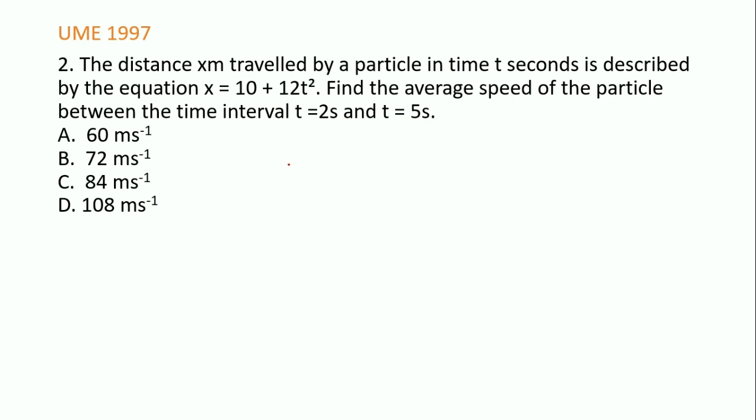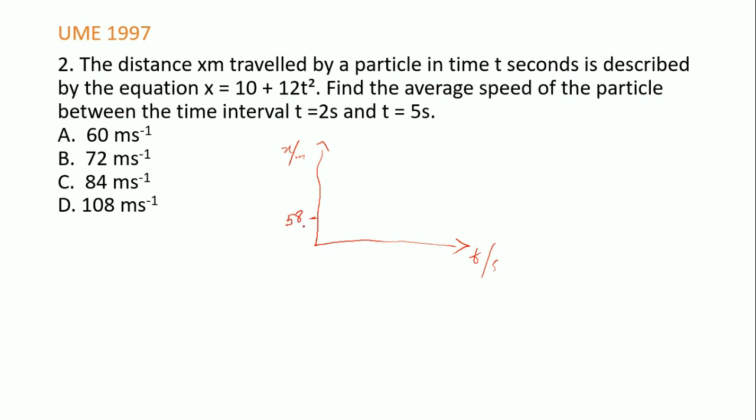If you think about this, we're looking for the average speed. And whenever we're looking for average speed, we usually deduce it from a distance time graph. So a distance in meters and time in seconds. For t equals 2 seconds, you just substitute right here. You'll be having 2 squared, that is 4. Then you'll be having 4 times 12 plus 10. And 4 times 12 is 48. 48 plus 10, that is 58.